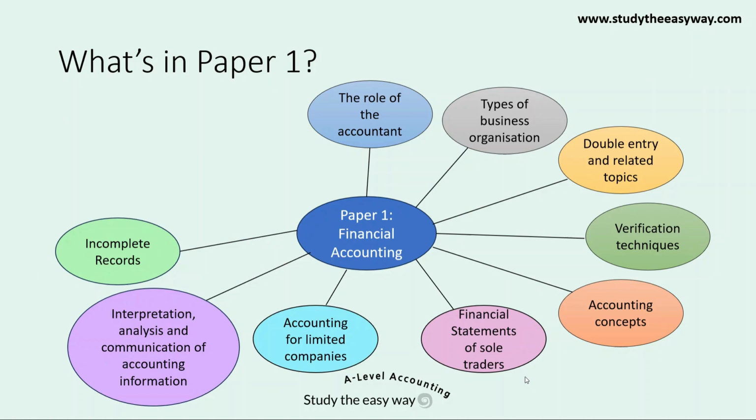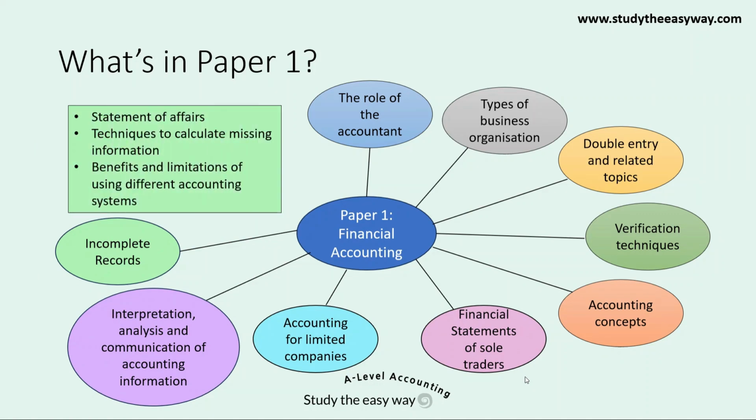Next is incomplete records. You'll need to be able to construct an income statement and a statement of financial position where there is missing information that needs to be calculated using a variety of different techniques. You'll need to be able to assess whether a particular business would benefit from switching to a different approach.